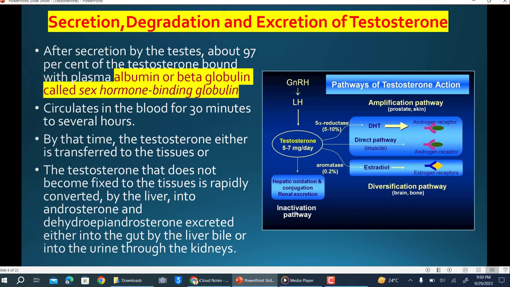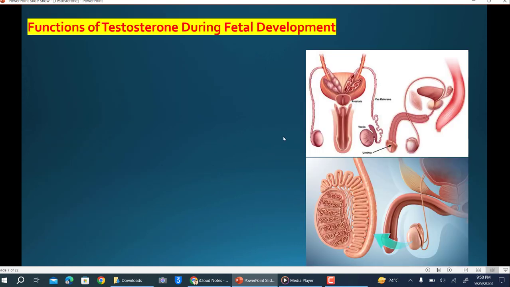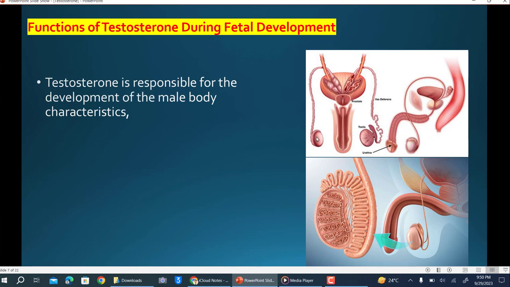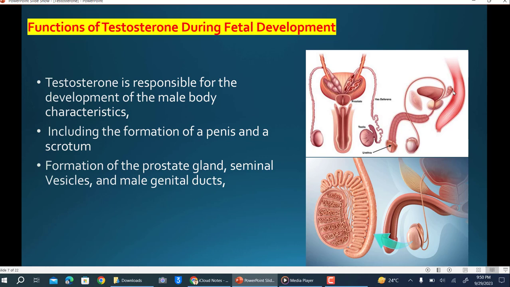Function of testosterone during fetal development. Testosterone is responsible for the development of male body characteristics. These include the formation of the penis and scrotum, and formation of the prostate gland. This is the prostate gland at the base of the urinary bladder, and the seminal vesicles. These are the seminal vesicles and male genital ducts.